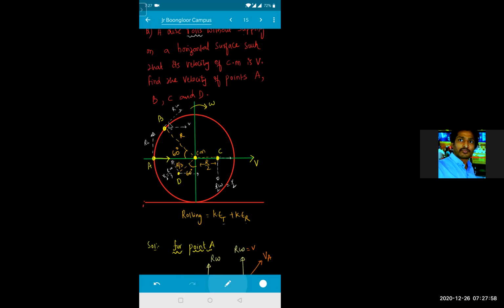Now point B, look at point B, isn't it? What is the angle between this one and this one, beta?